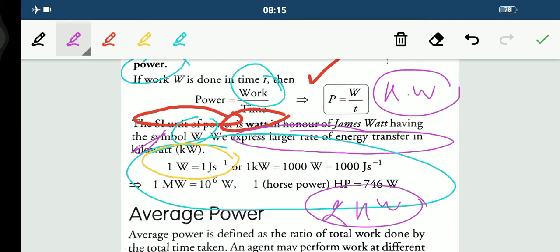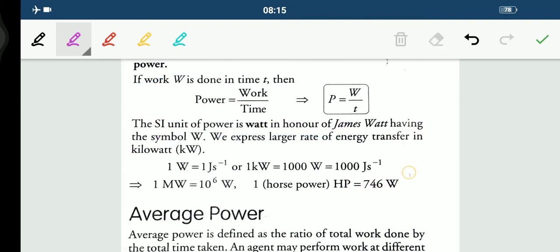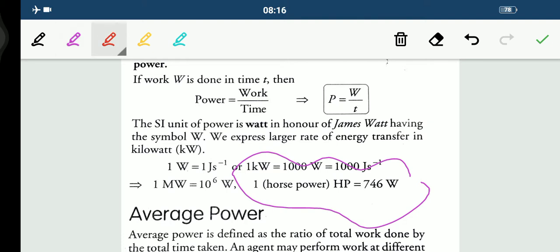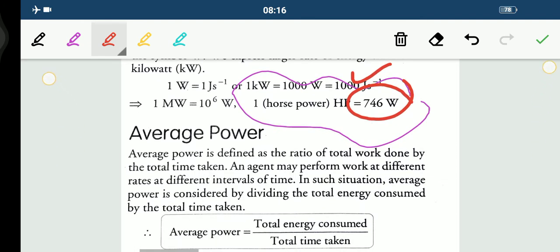Fine. Now children, 1 megawatt is equal to how many watt? 10 raised to power 6 watt. And similarly, the last category that comes here is 1 horsepower. Sometimes we say that we are using 2 horsepower electricity. So what exactly does horsepower mean? 1 horsepower is equal to 746 watt. So if somebody tells you that you are using 1 horsepower, this means 746 watt is being used here. Fine children, so I hope this is clear.